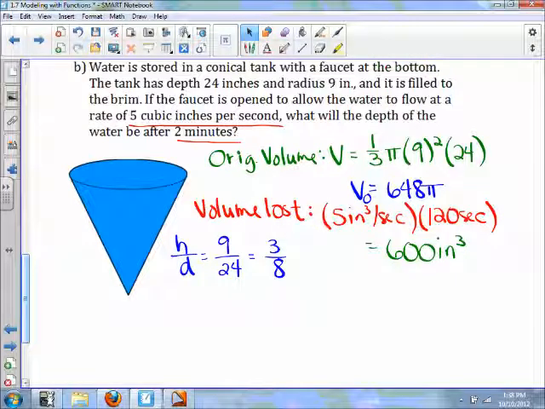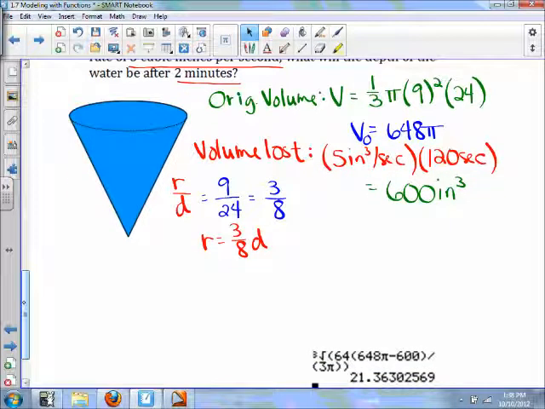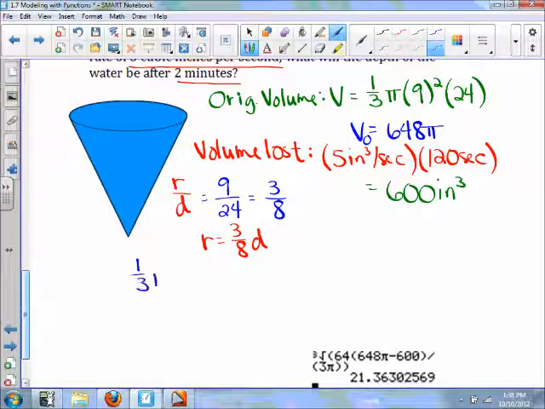So my H over D, correction, my ratio of the radius to the depth, that means my radius should always be 3/8 of the depth. So what we can do here, we can say the volume, well, we don't need that, take that back. So 1/3 pi times 3/8 H squared. Remember, D and H can be interchanged.